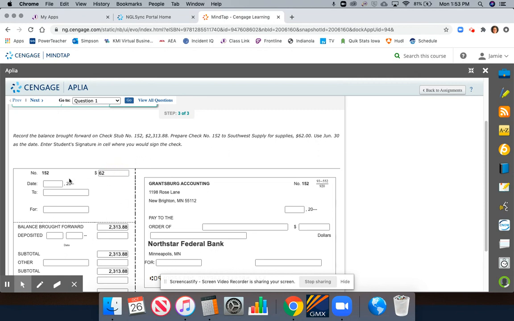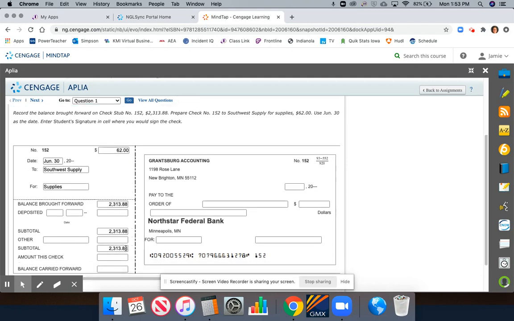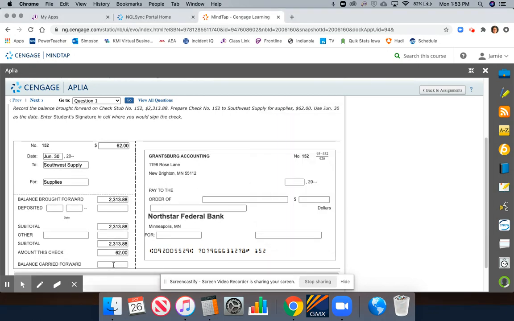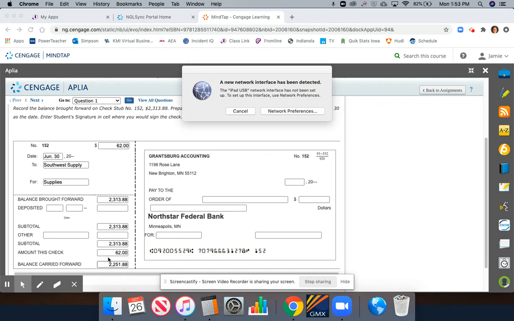So we're writing a check for $62, June 30th. Writing this check to Southwest Supplies. For supplies. Then we need to put the amount for this check, $62, down at the bottom, and calculate our new balance. So $2,313.88 minus 62, and we are left with $2,251.88.